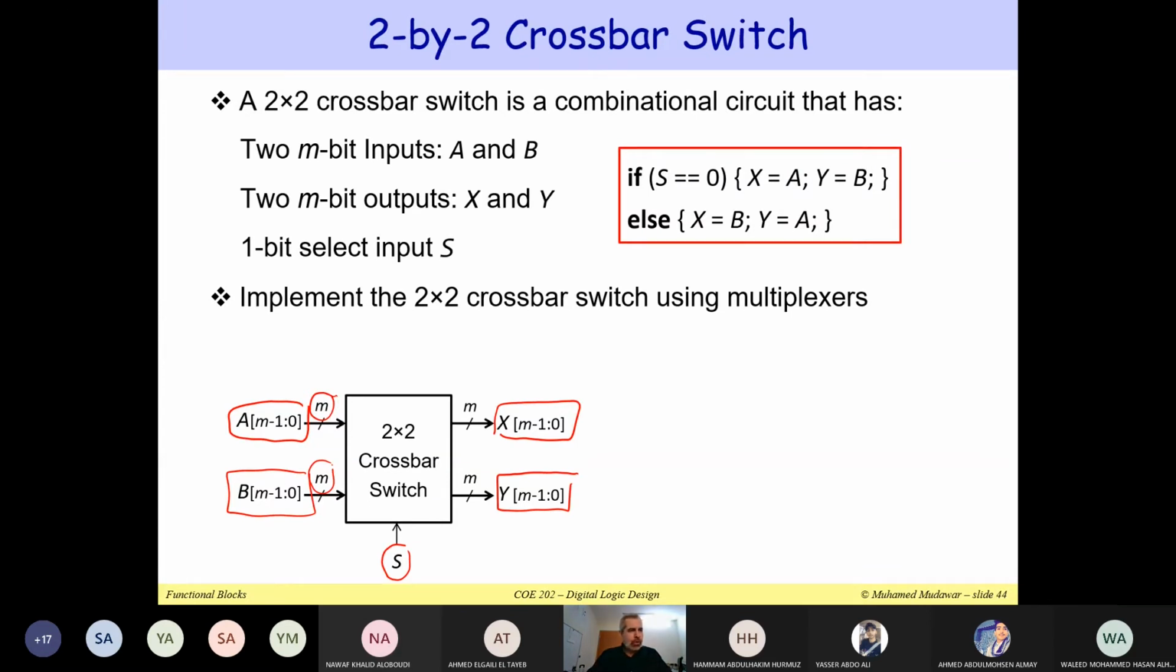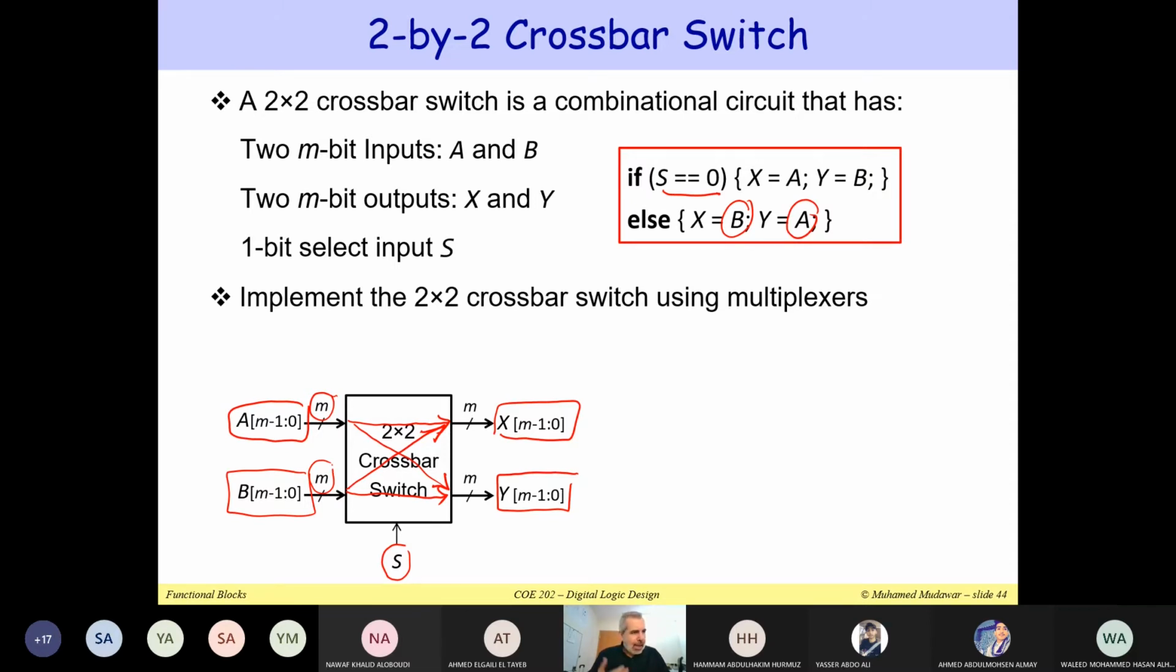We can describe the 2x2 crossbar switch with an if statement. If S is equal to 0, then X becomes A, so A is passed to the output X, and Y becomes B. So that's what it does when S is equal to 0. If S is equal to 1, then we reverse them. Then X becomes B and Y becomes A. So that's basically the crossbar switch.